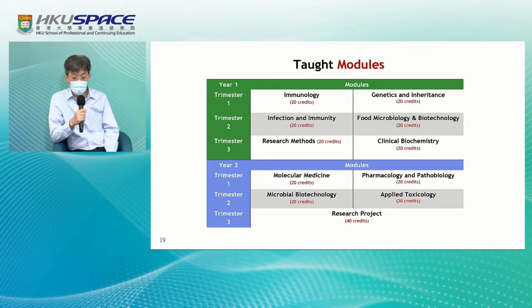And for the second year, you will have molecular medicine, pharmacology and pathobiology, and also microbiotechnology, applied toxicology. All those modules, as you see from these tables, our focus will be on the biomedical science field. Now, as you see, for the first 10 modules from trimester 1 in year 1 up to trimester 2 in year 2, each module will be 20 credits. For trimester 3 in the second year, the research project will be 40 credits. So altogether, if you complete these 2 years and take those 11 modules, you have 240 credits.